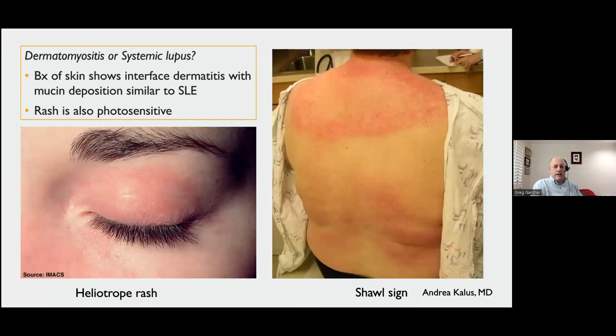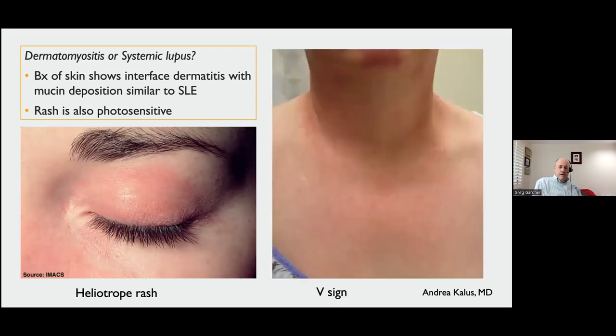And here's an example of the heliotrope rash. And here's the shawl sign. You can get rash over the mid-back as well. You get a V of the neck rash.